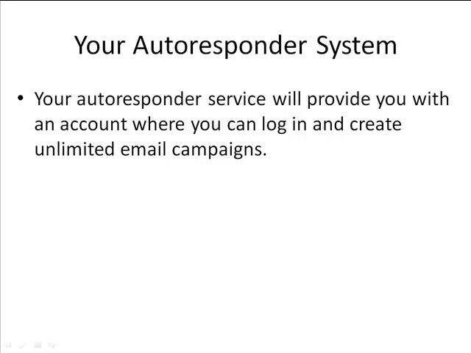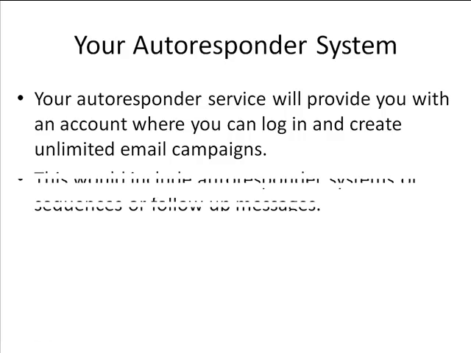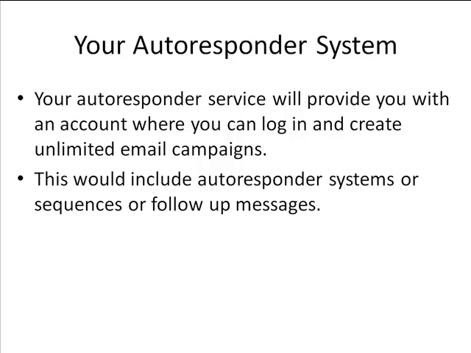Here's some information about your autoresponder system. Your autoresponder service will provide you with an account where you can log in and create unlimited email campaigns. As we mentioned before, that's a feature you really want to make sure your autoresponder company allows you to do, and that is to set up unlimited email campaigns. Aweber does for sure, and that's why they are a great choice. This would include autoresponder systems or sequences or even follow-up messages. So make sure all those are unlimited for yourself.